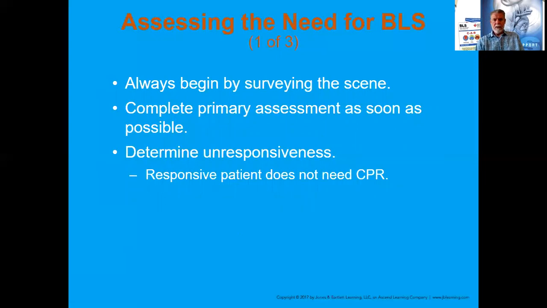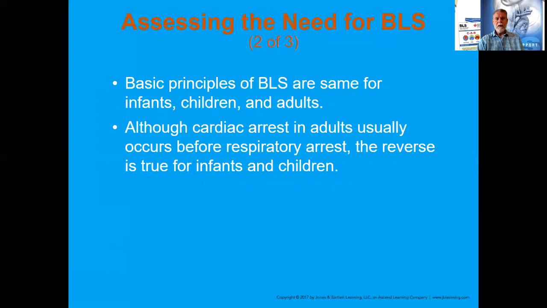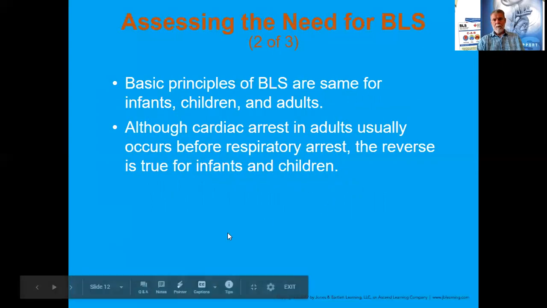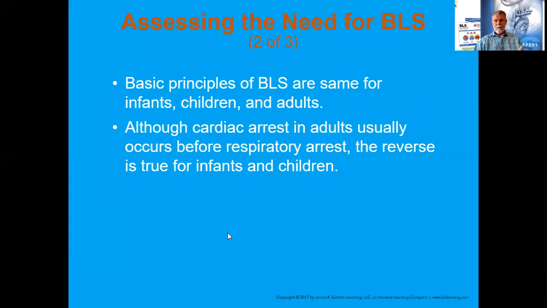Coming up are the notes on here, what I actually wanted to add to this presentation, but we should all know this. A responsive patient does not need CPR, right? The patient's breathing, has a pulse, and they're talking to you, please don't start pounding on their chest. The principles, and this is true for adult, child, and infant CPR, is that we always start that assessment by making sure the scene is safe.